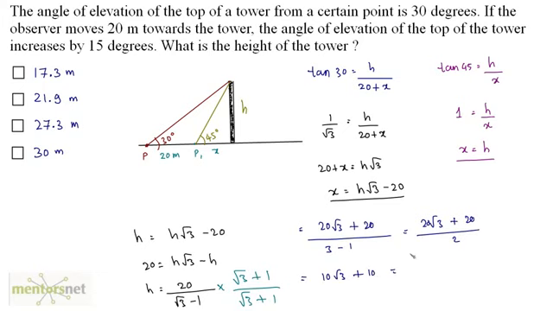And what is root 3? Root 3 is 1.73. So this is 17.3. If I multiply 1.73 by 10, I get 17.3. This is plus 10, and that is 27.3. So the height of this tower is 27.3 meters, and that is option C.